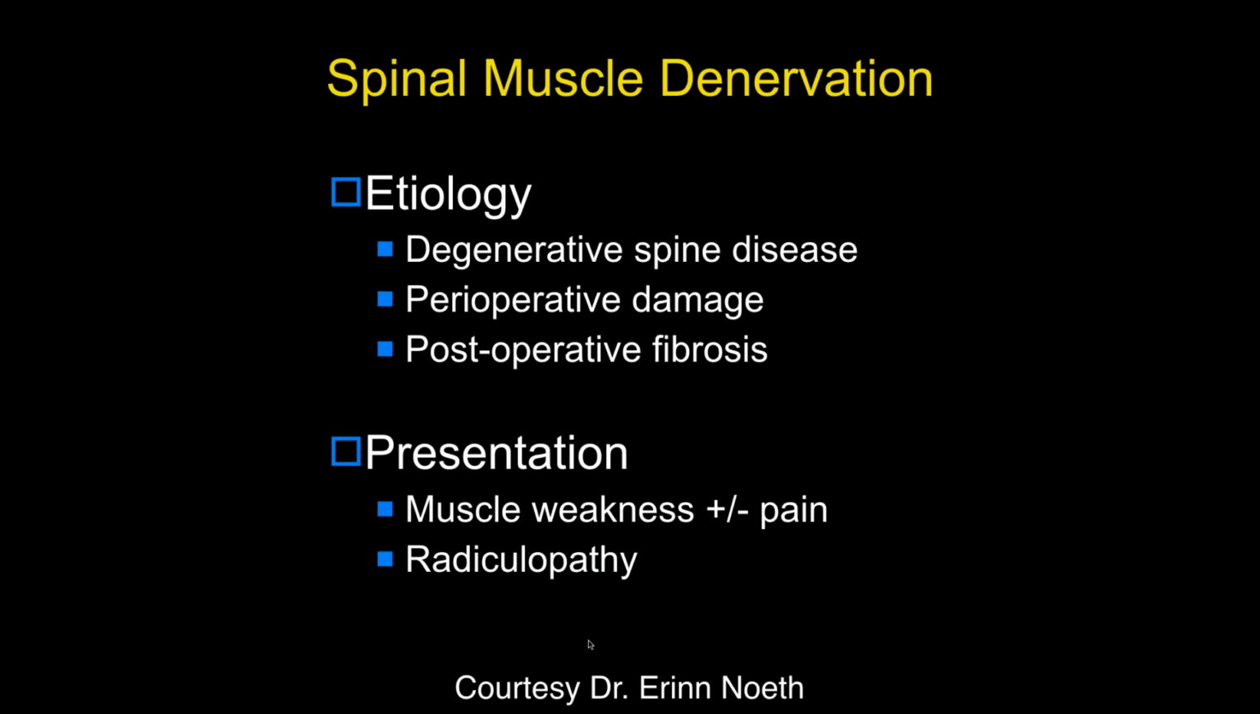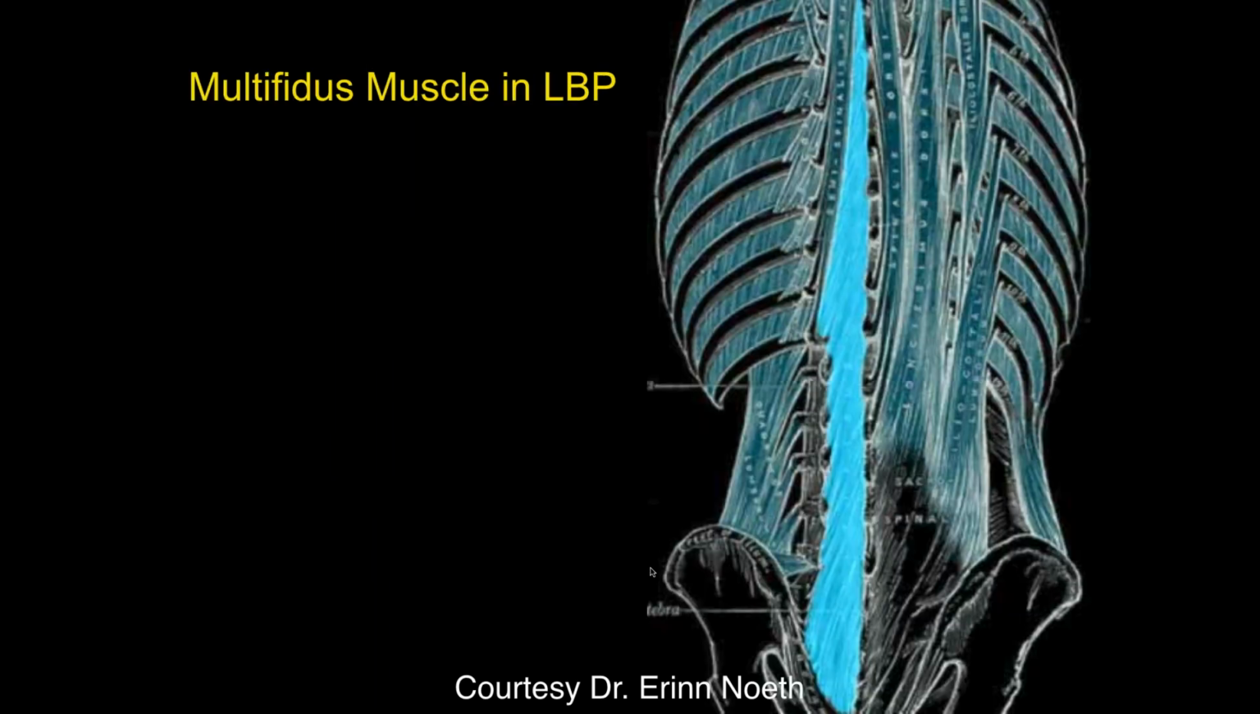Now, spinal muscle denervation can be due to degenerative spine disease, they say, though I'm not sure I've ever really seen that proven. Certainly perioperative damage, which we'll see now. Perioperative fibrosis can envelop the nerve and cause nerve dysfunction. It generally presents with muscle weakness, with or without pain, and often radiculopathy.